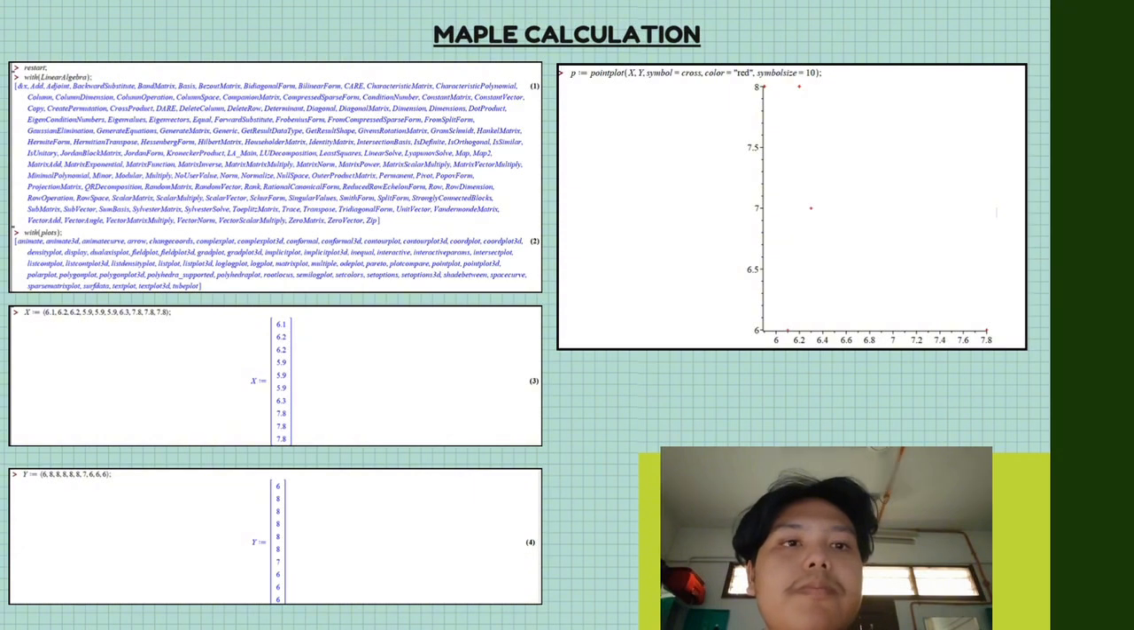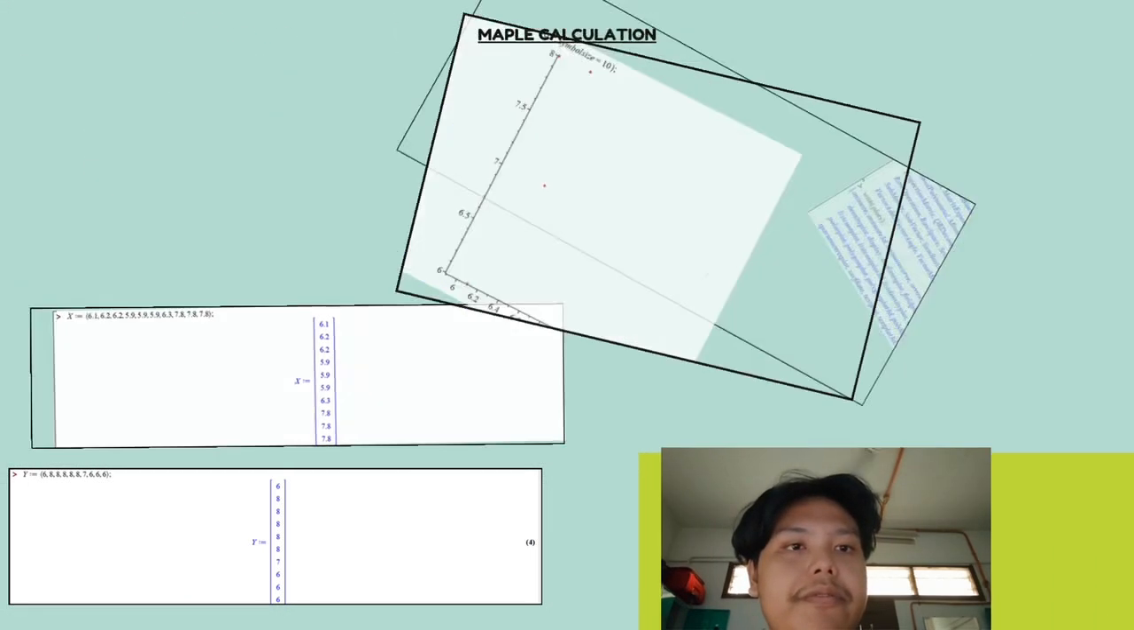After that, we use p equals to point plot x, y, and symbol is cross while the color is red, and the symbolsize is 10. And then after we use that command, we can get the output which is the graph. As you can see here, we have 5 dots, but we have the same value on x and on y. So that's why we do not get 10 data points from the graph.